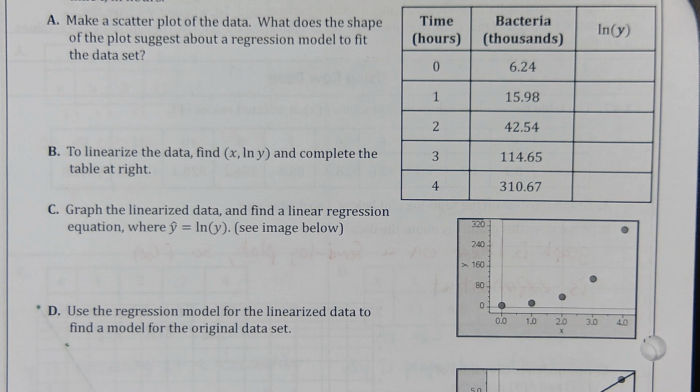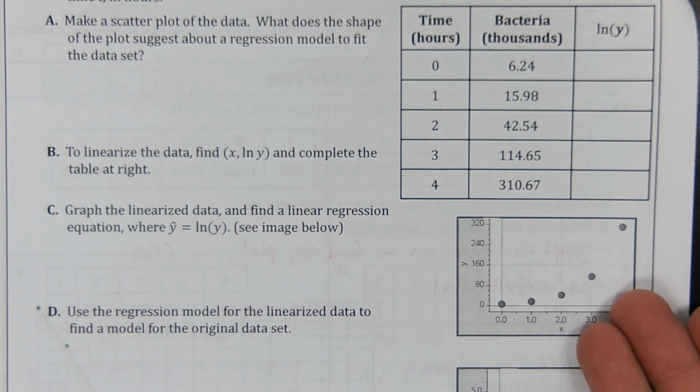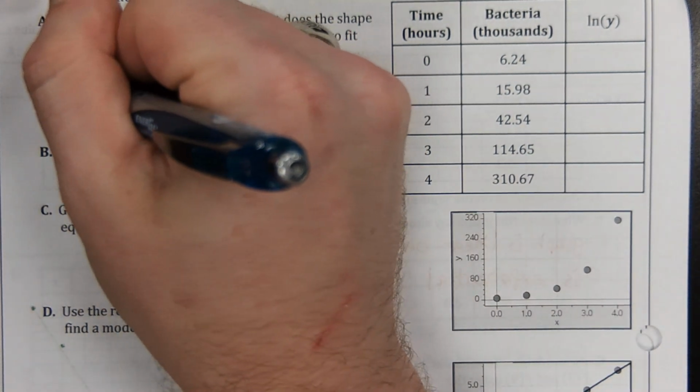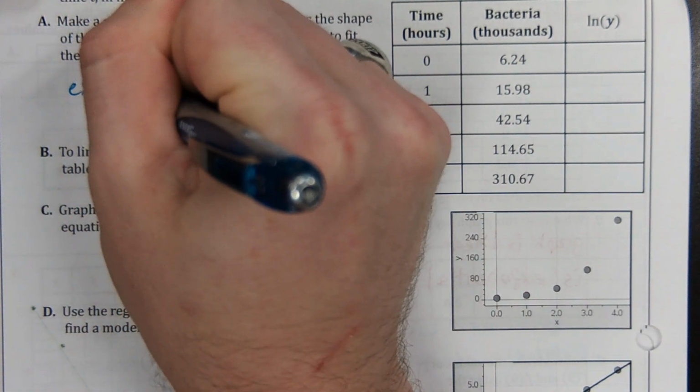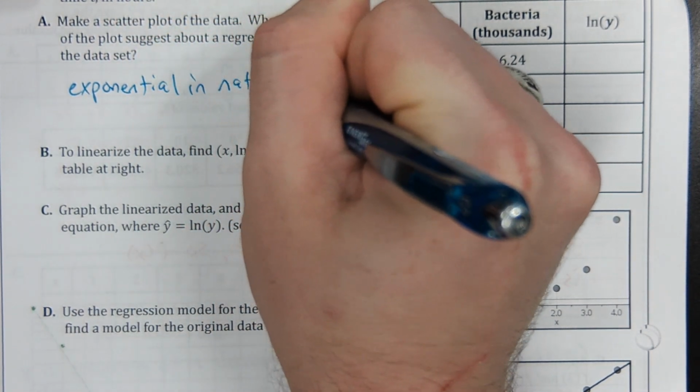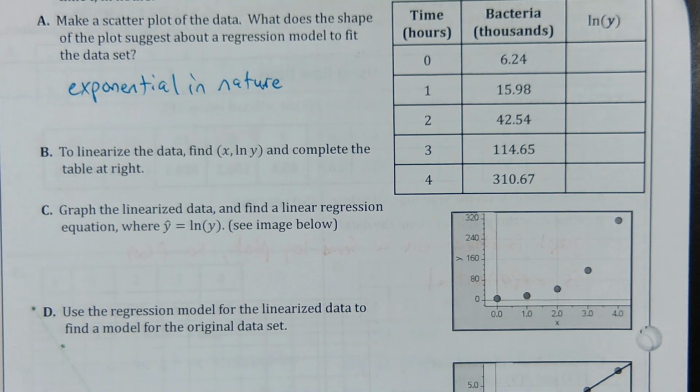What does the shape of that plot suggest about a model that would fit this data? Yeah, this is exponential data, so we're going to need an exponential model. So we say it's exponential in nature. That doesn't mean it's perfect, but it does look exponential to me.